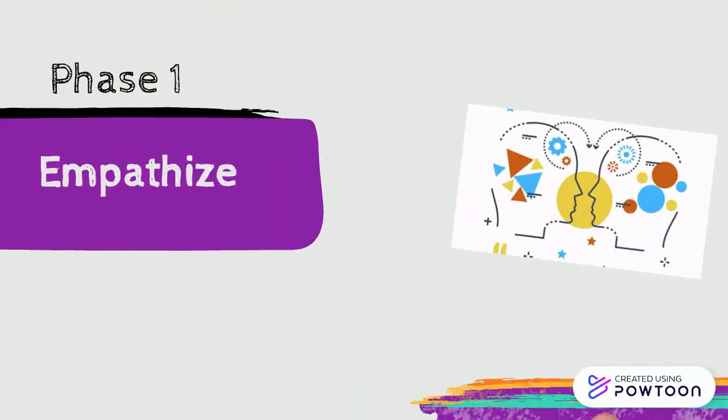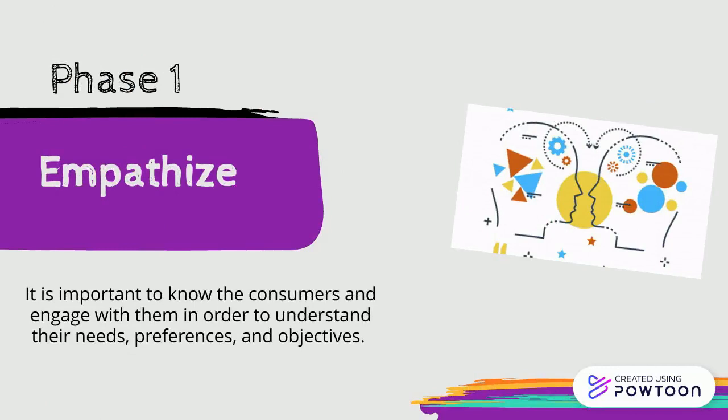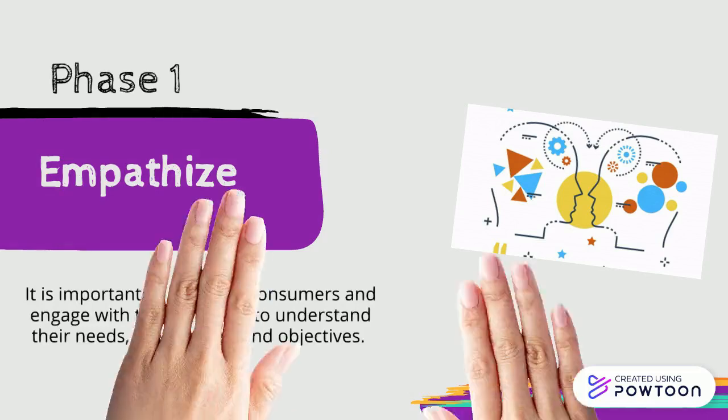Let's start with empathize. It's a key point. You need to know the consumers and engage with them to understand their needs, preferences, and objectives. In this phase, you observe consumers to find out how a product or issue affects them. In this way, it's easier to understand the human need and therefore to design the product.